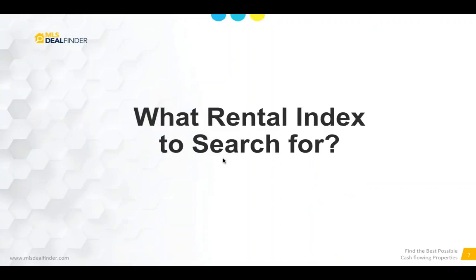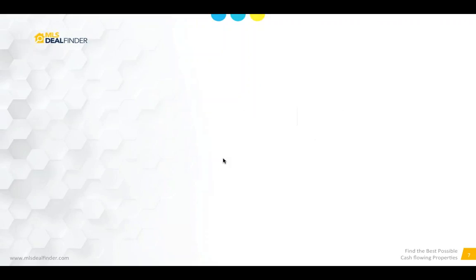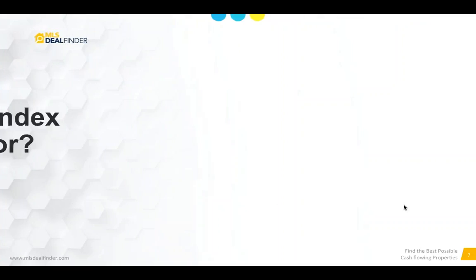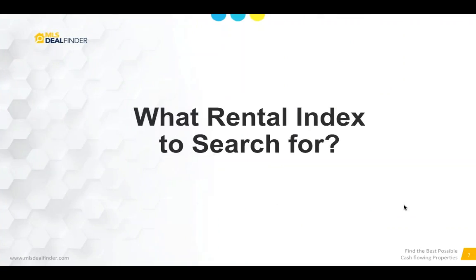So that begs the next question. If I'm using MLS Deal Finder and I'm looking for rental index, what kind of rental index am I searching for? The short answer is we want to look for the highest one. If I go back to a previous slide, you can see the conclusion here on the right. The higher the rental index, the higher the cash flow. So I should be looking for houses with the highest rental index, because it's most likely to yield the most cash flow and the most profits for me for owning that property.